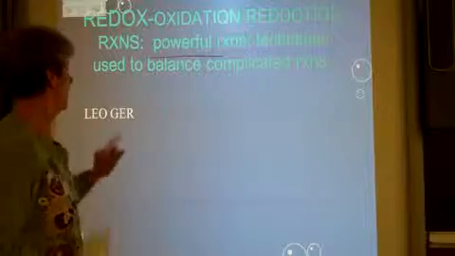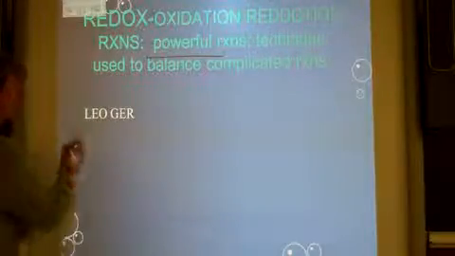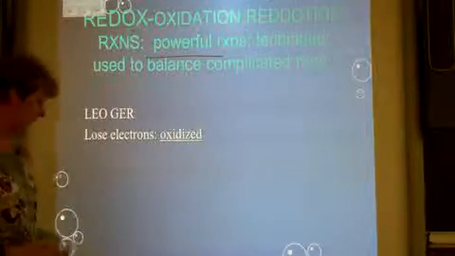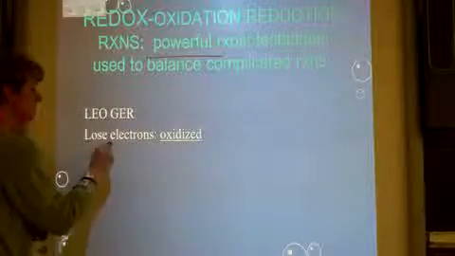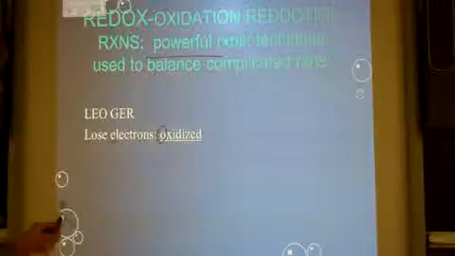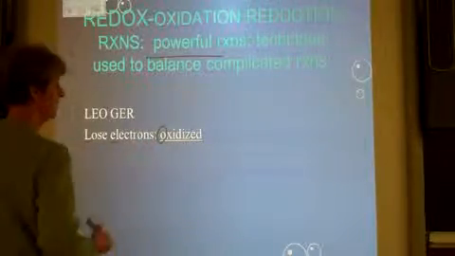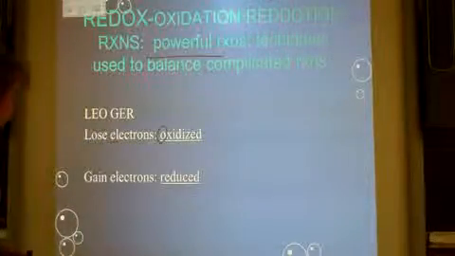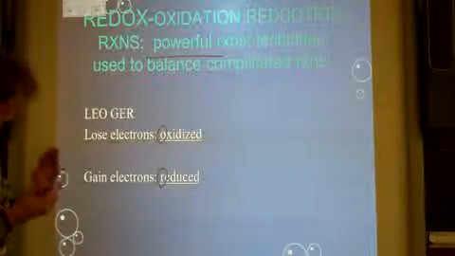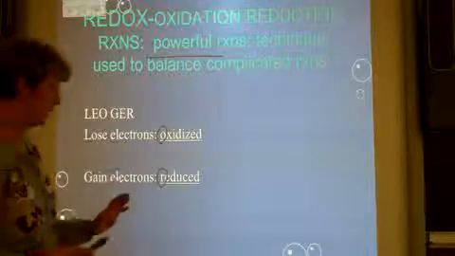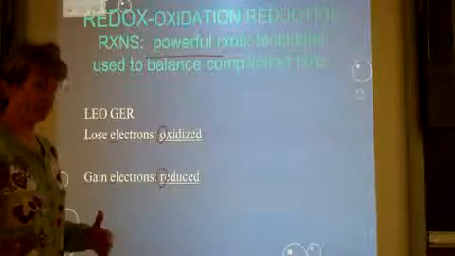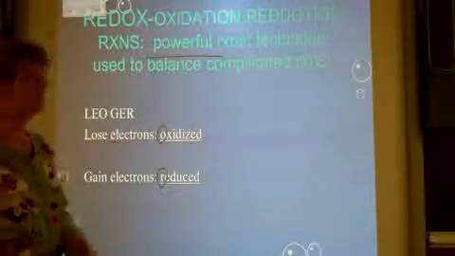So that's how I know if an element was oxidized or reduced. I know Leo grrr. Now, Leo grrr is just a little aid to help you understand that Leo means we're going to lose electrons, oxidized. Your element will be, if it loses electrons, it will be oxidized. Grr means gain electrons, reduced. I want to keep track of that because we want to know if our elements lost or gained electrons in order to move on and balance equations.